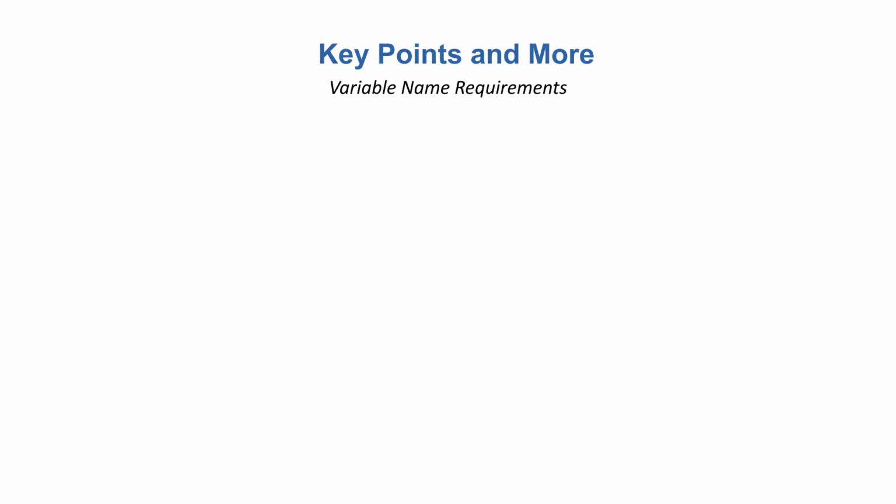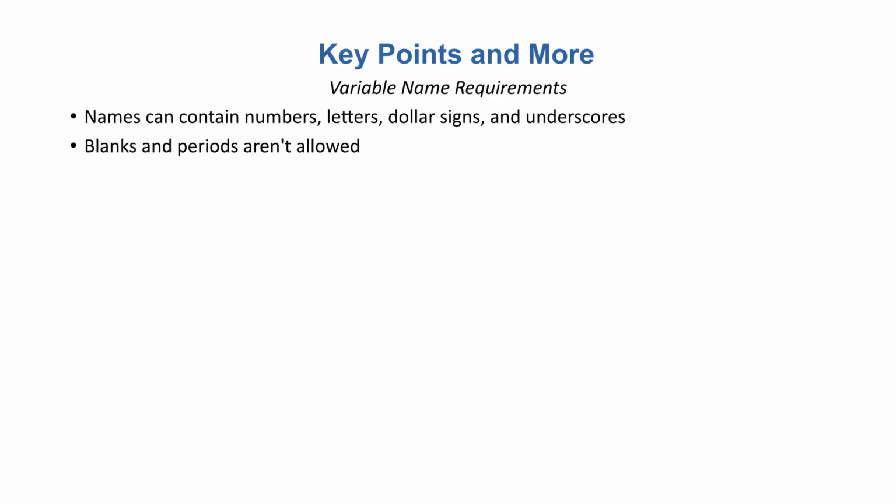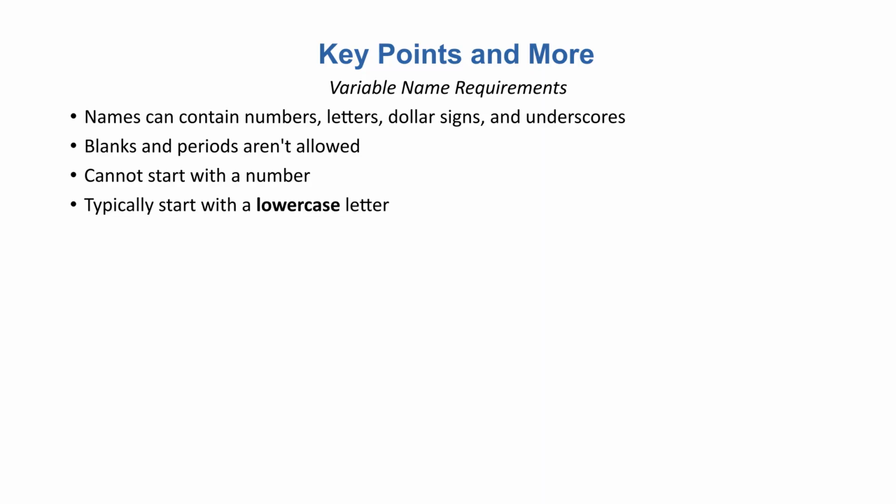Key points and more. Variable name requirements. Variable names can contain numbers, letters, dollar signs, and underscores. Dollar signs and underscores are usually not used. Blanks and periods aren't allowed in variable names. Variable names must not start with a number. Variable names typically start with a lowercase letter.